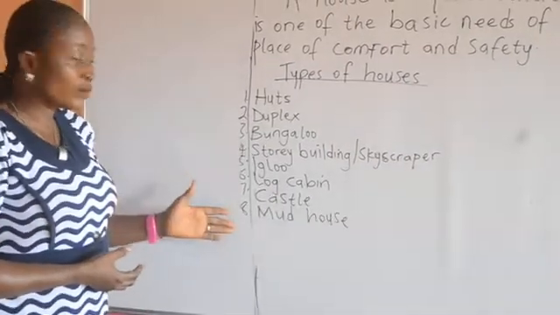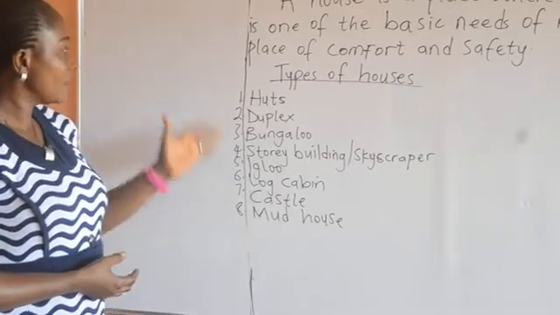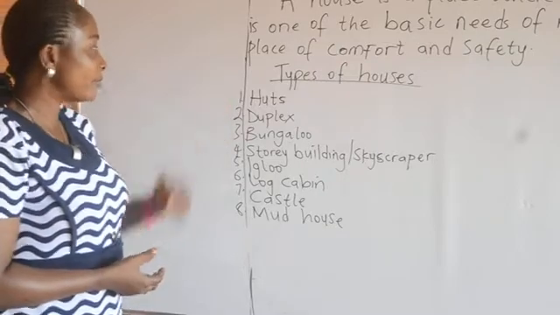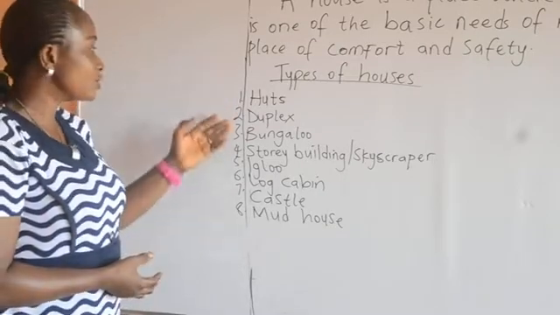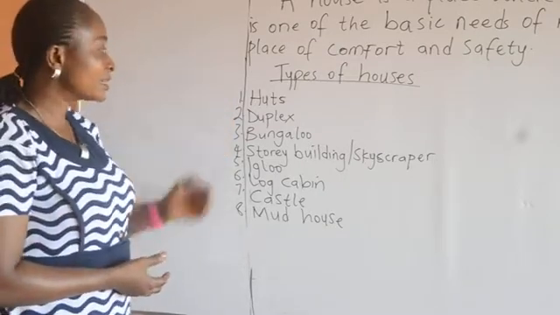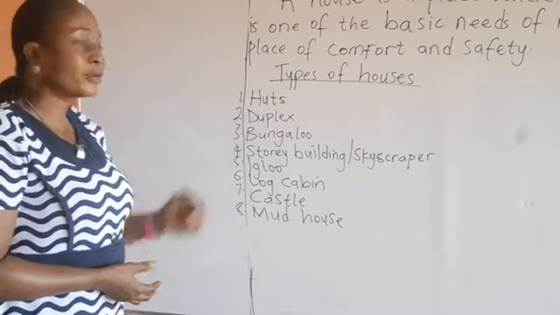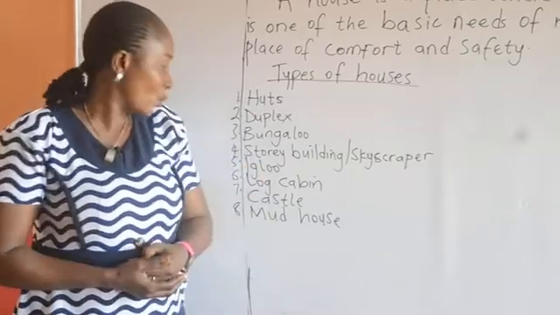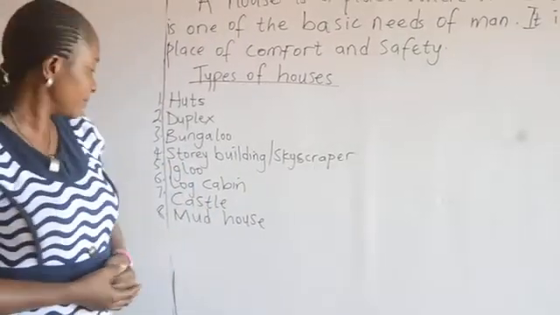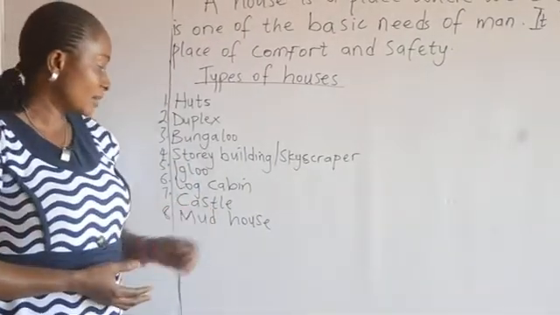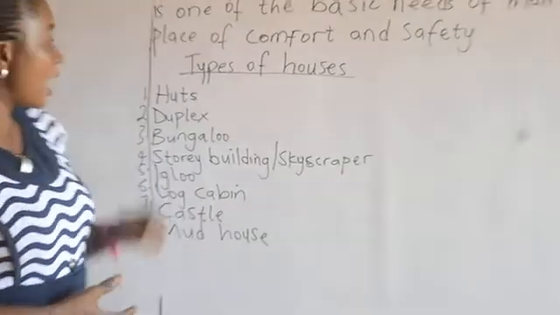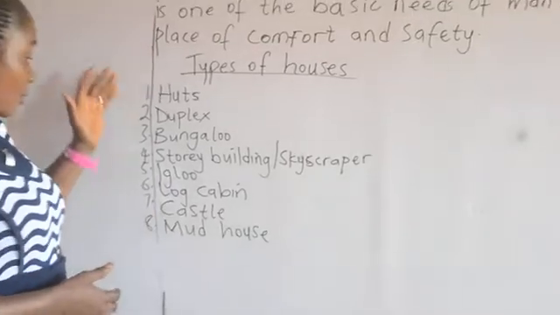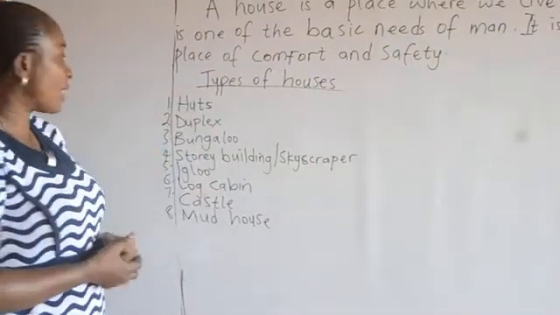I have just a few of them on the board, examples of types of houses. We have huts, we have duplex, we have bungalow, we have story buildings or skyscrapers. We have igloo, we have log cabin, we have castles, and we have mud houses. I'm going to explain a little for you so you understand. But we have so many types of houses.